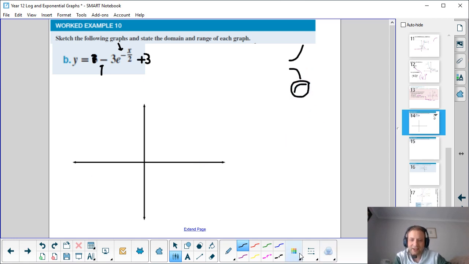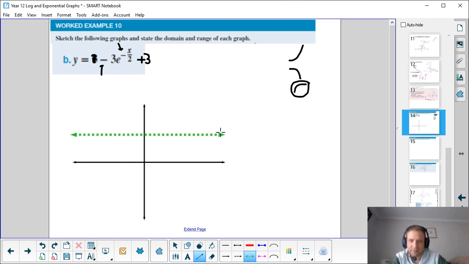We will draw this asymptote in. Normally there is an asymptote across at 0 that it doesn't touch, but our whole graph has been shifted up 3 units. So we'll grab a dotted line and chuck that through, say that's up at 3. And then we need to draw our shape. Now before we do, we might just try and find our x and y intercepts.